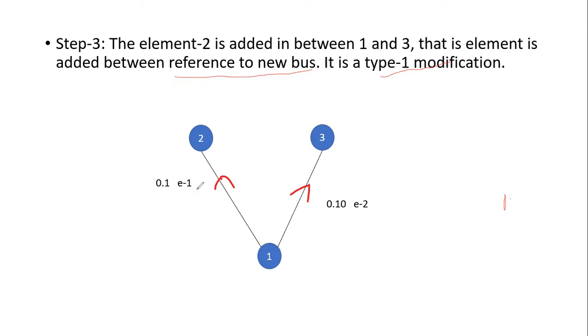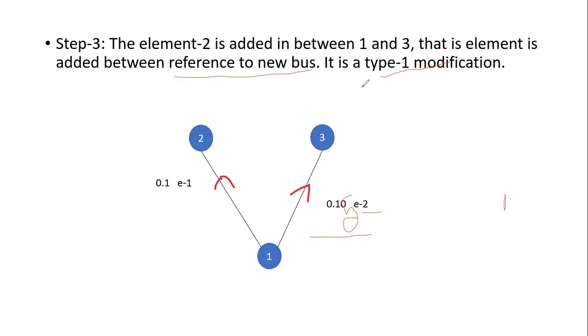In step 2, what is the reference bus? 1. And what is the new bus? 2. In step 3, what is the reference bus? 1. And what is the new bus? That is 3. The element is 0.15. Element 2 is added in between 1 and 3, and its value is 0.15.